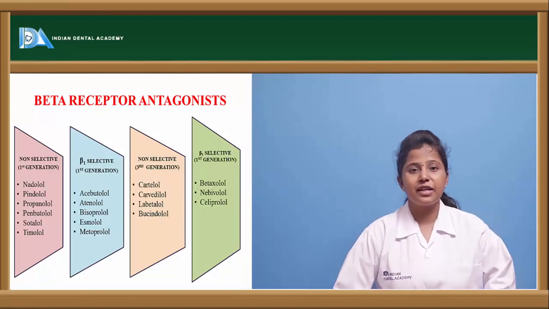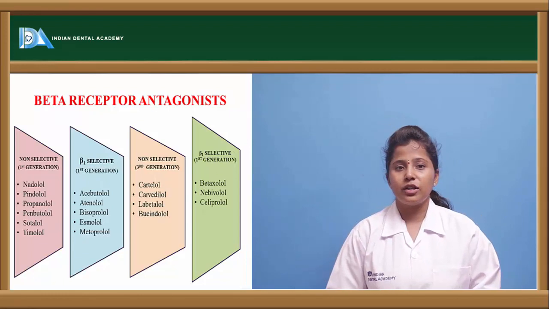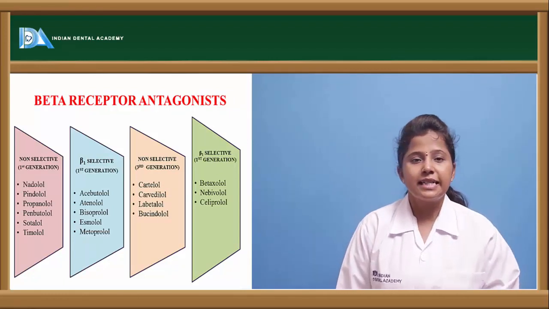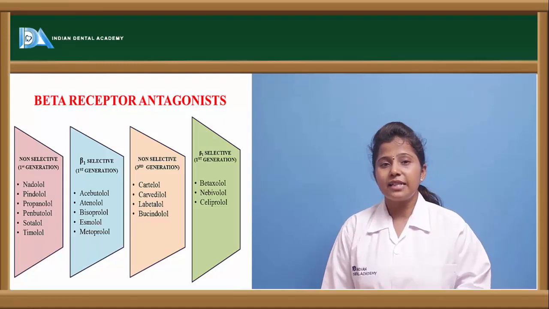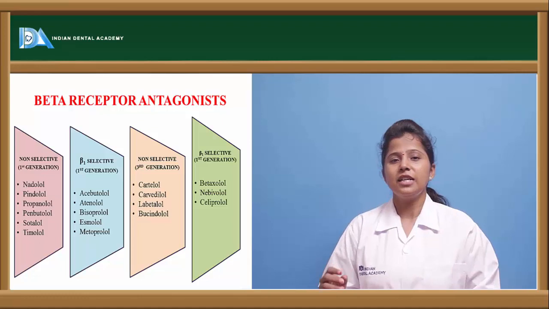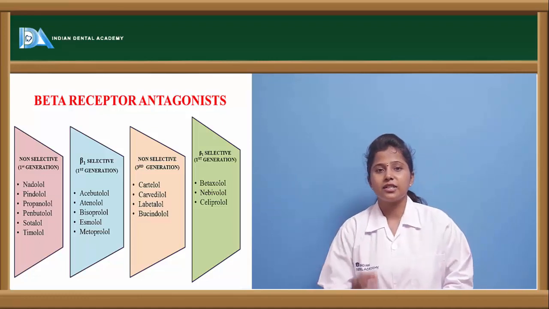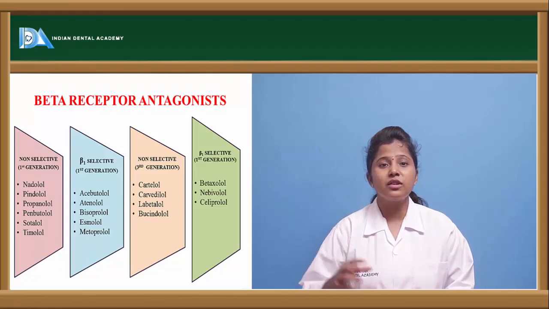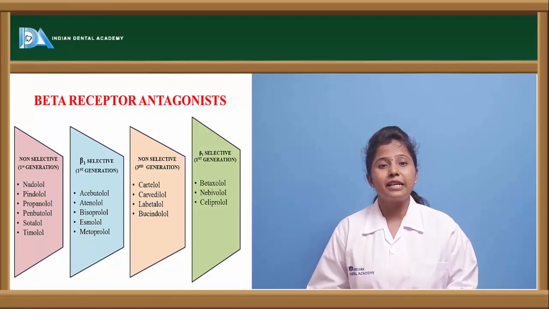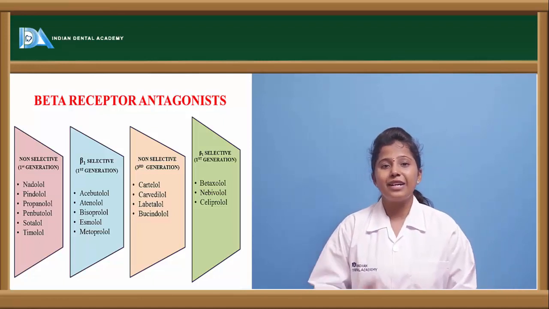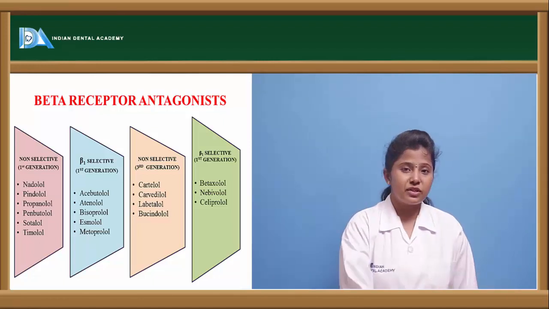Let us see the classification of beta receptor antagonists. So here also, for beta receptors we have non-selective as well as selective. But here, non-selective and selective, it is based on the generation. We can say they are categorized as first generation and third generation. So what are these generations? It is nothing but a slight modification in the structure of the drug, where the effect of the drug is very powerful when compared to the previous generation drug.